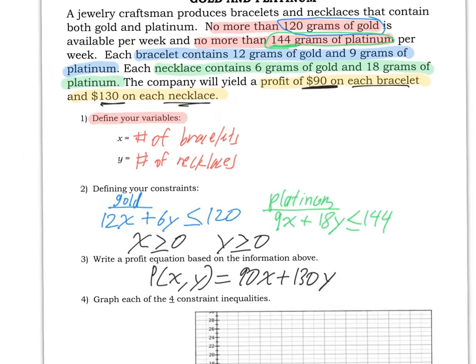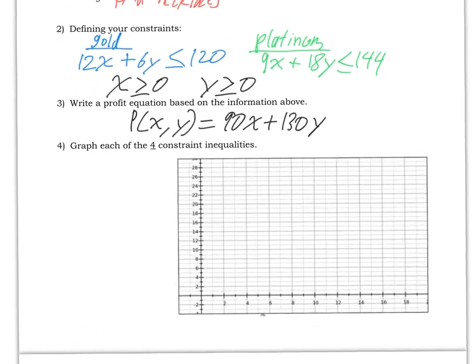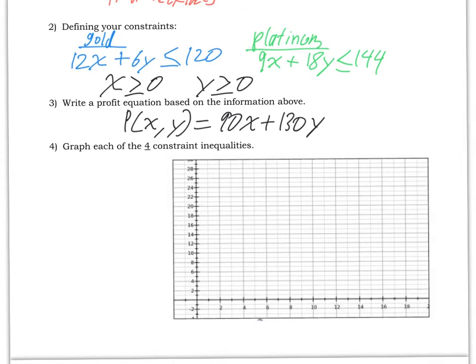Now let's get to graphing those constraints. I don't have a ruler on this app, so we'll see how this goes. Let's start with the easy one. x greater than or equal to 0 is the line at x equals 0. That's the vertical line at 0.